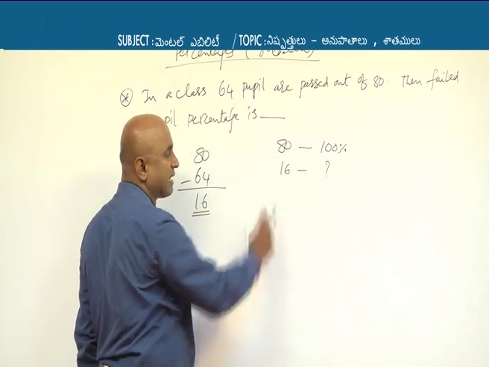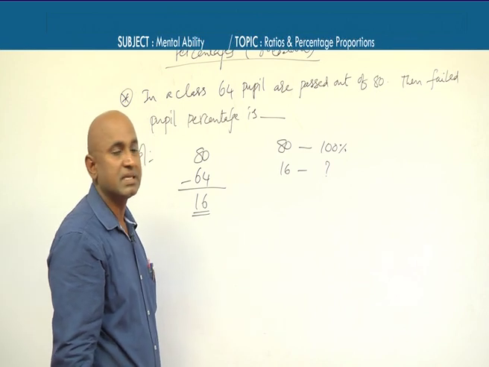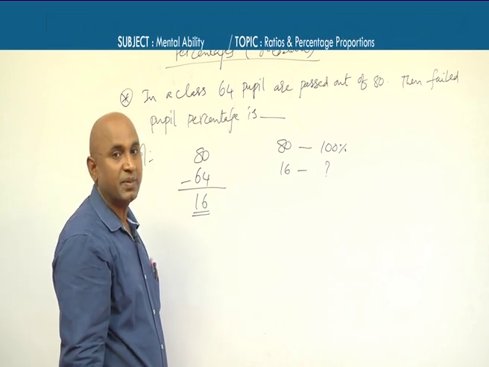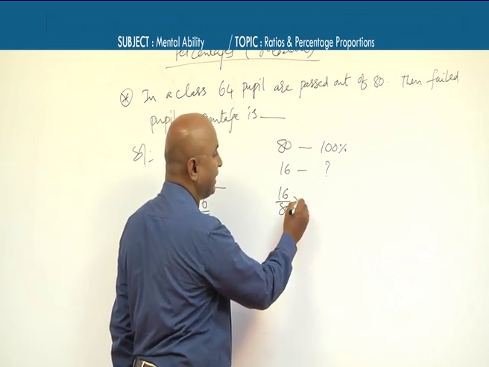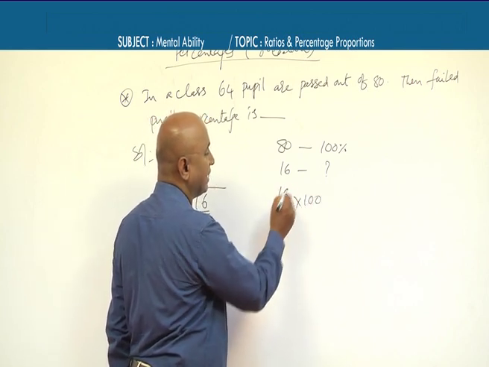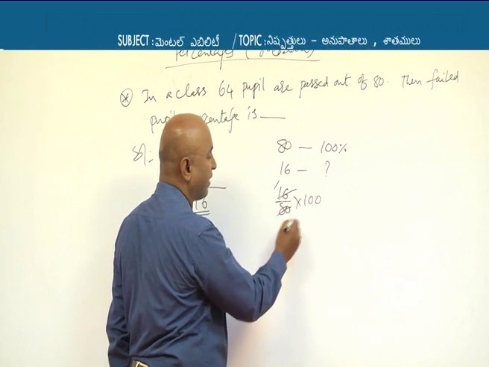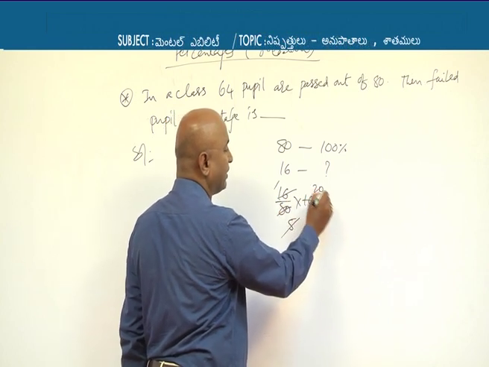So if 80 corresponds to 100%, then 16 corresponds to what percent? So 16 by 80 into 100. 16 ones are 16, 16 5s are 80, 5 ones are 5, 5 20s are 100.